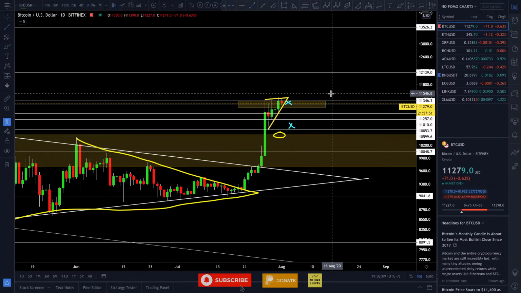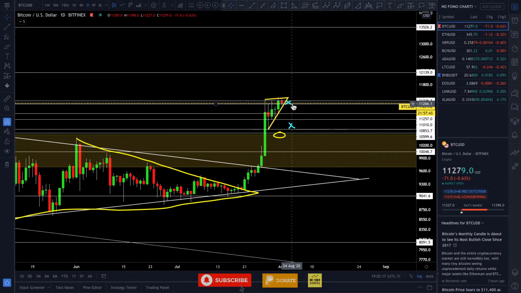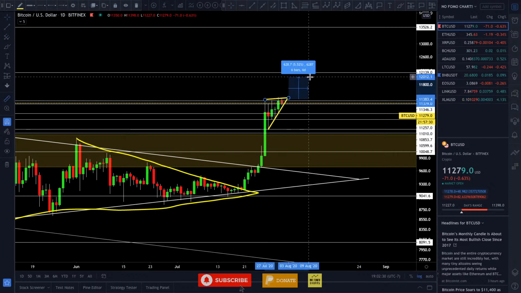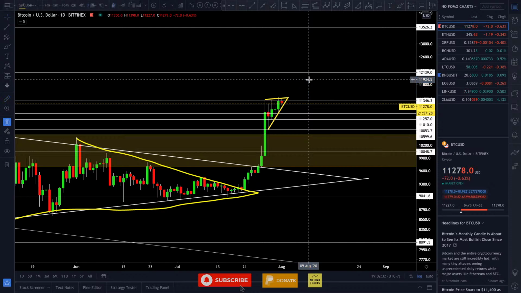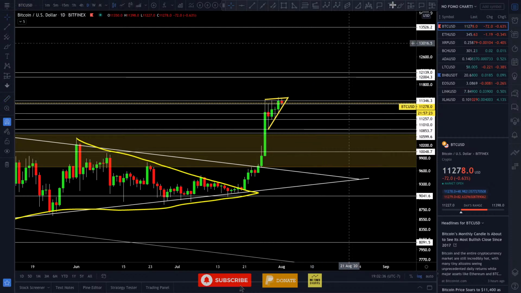Boom. Okay, so if we measure this move, we hit my blue target exactly. Okay, the resistance of 11,300. I'm going to erase that right now because we hit the target. Okay, this downside target never hit, which if you're a bull, again, we can rejoice, right? But 5% from the breakout. If we break out 5%, where's that? 11,900. Basically 12,000 is the next major target for Bitcoin.